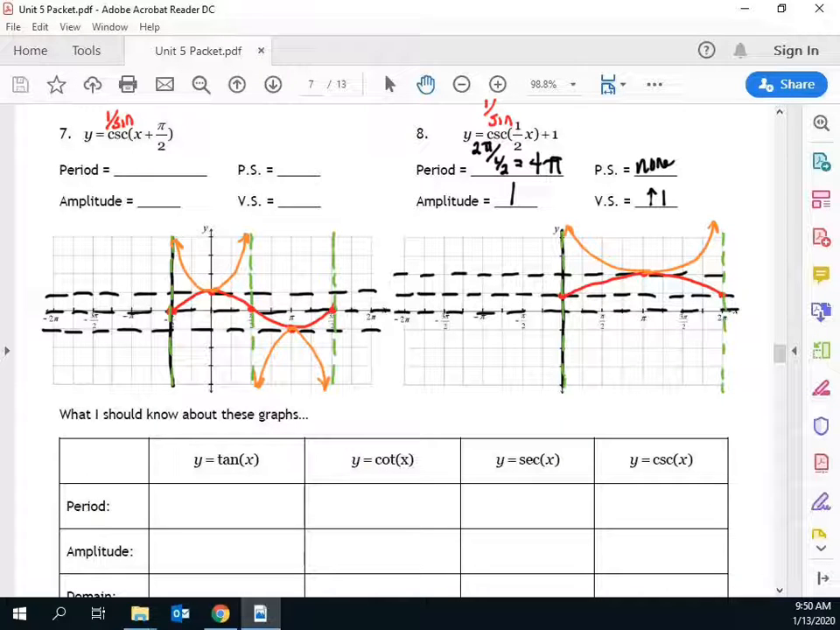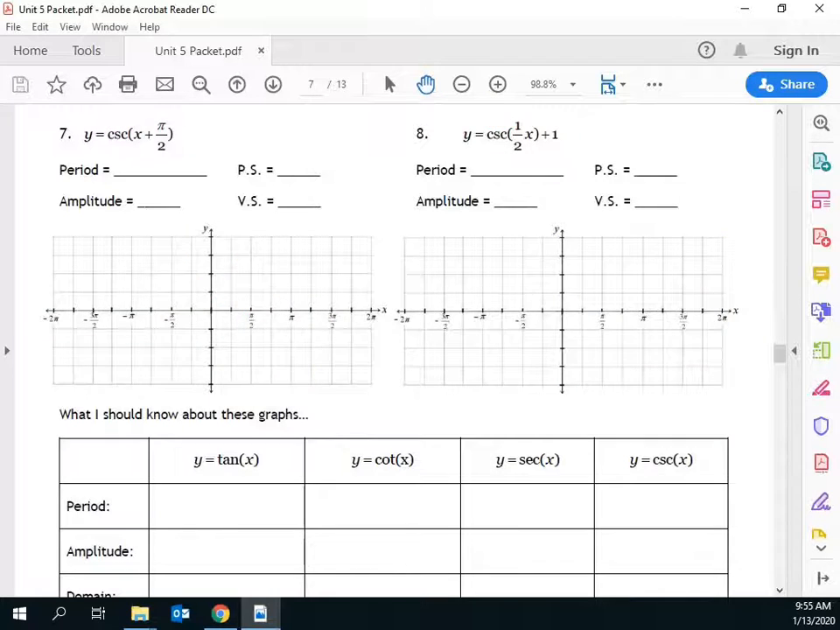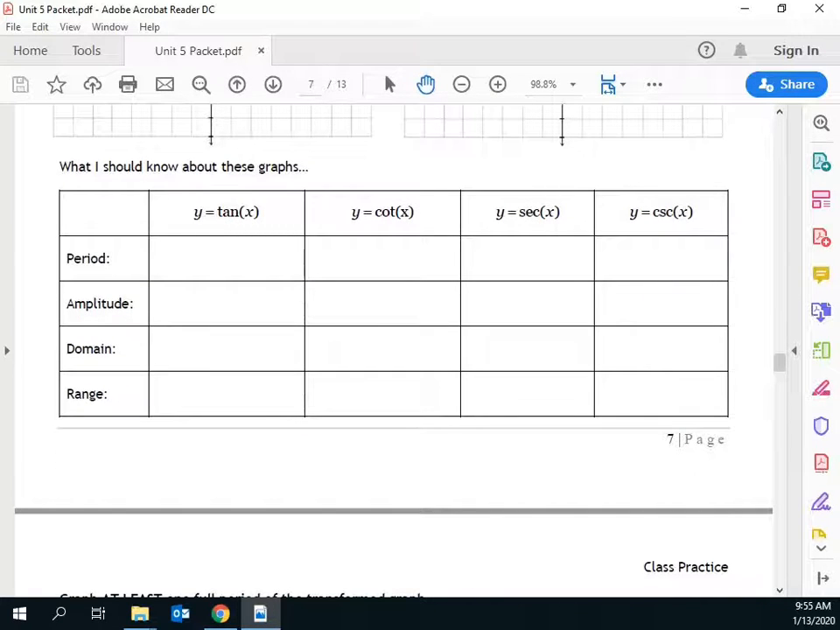Any questions about that one? Let's finish off the table. Period of secant and cosecant is what, guys? Two pi for both of them. Amplitude is going to be that A value.